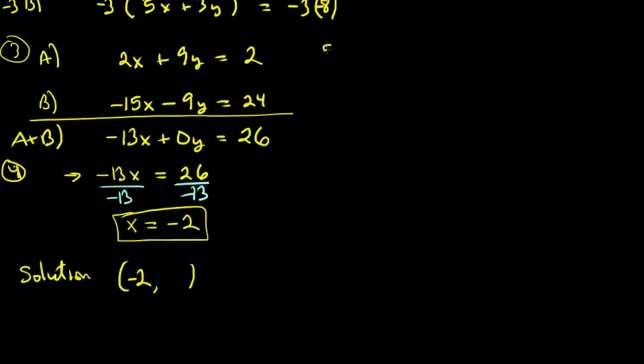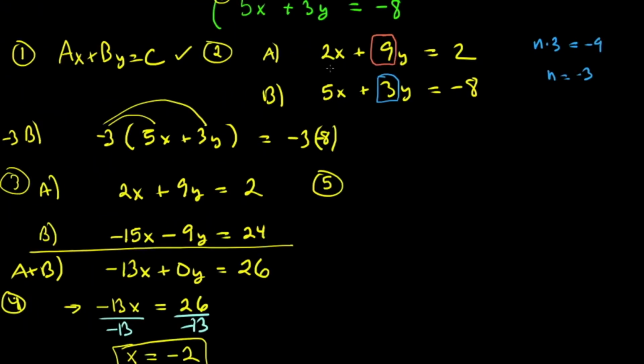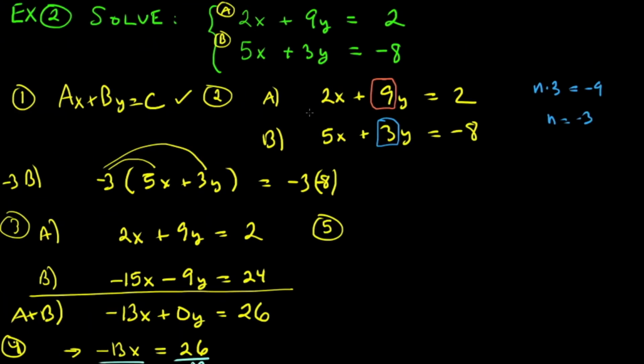So step 5 is to go back to any version of the equation now. We can use equation A or equation B. So I'll pick equation A. We have 2x plus 9y is equal to 2.